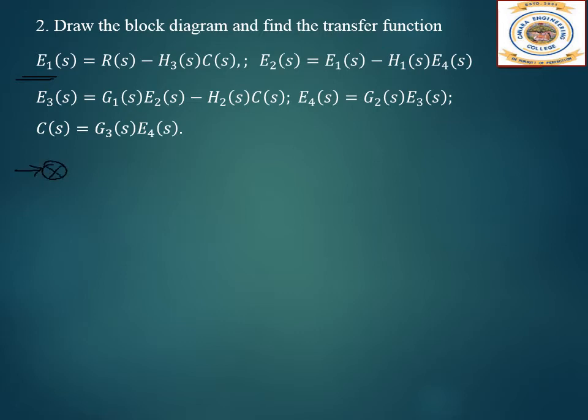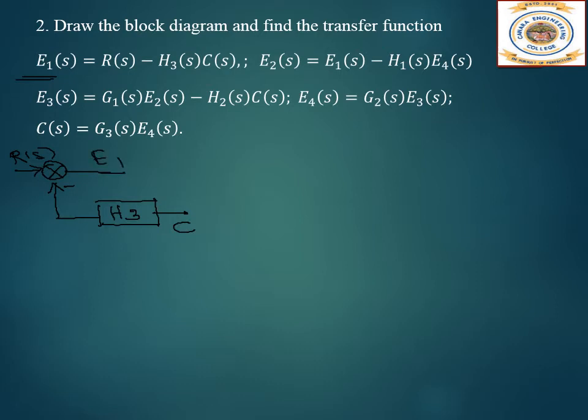So here this is R of S and, see, minus H3 of S. That is the gain block here, so minus H3. That is there only in this. So minus H3, where does this come from? C. So here the output of this is E1.